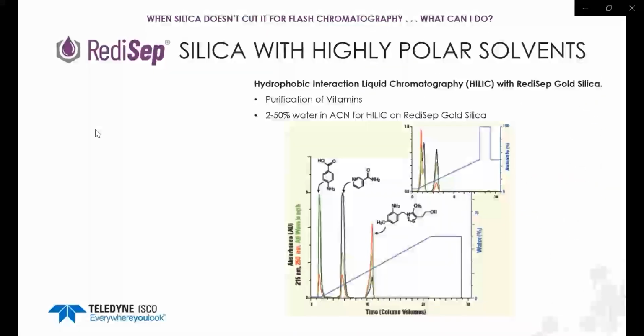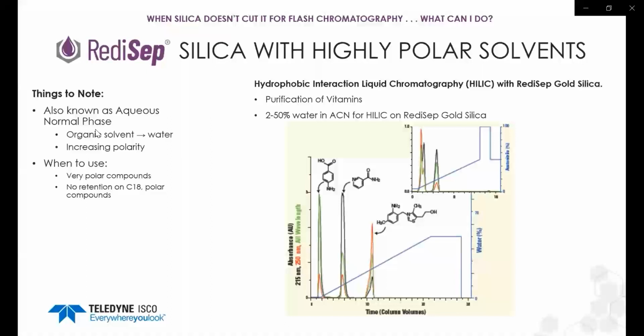Here's another example of a HILIC separation, and this is in the purification of vitamins. In this case, the separation runs from 2 to 50% water in acetonitrile, and you can see we get really good separation in these different nitrogen heterocycles.